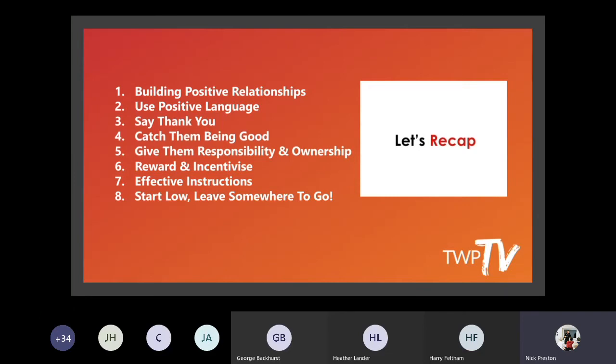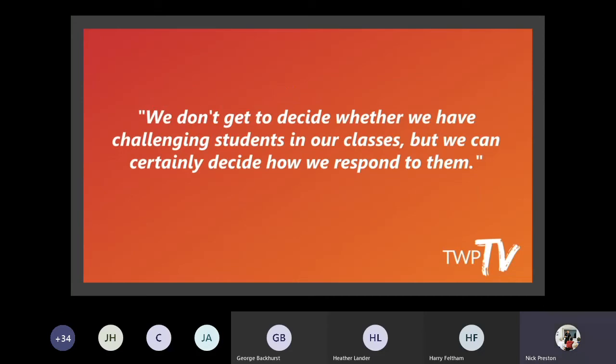So it's important. Unfortunately, we don't get to decide whether we have challenging students in our class, but we certainly can decide how we respond to them. And hopefully this session on positive behaviour management has made you think about some of the language you're using, some of the sanctions you're using, and whether the setup and the ways you're leading your groups is working.